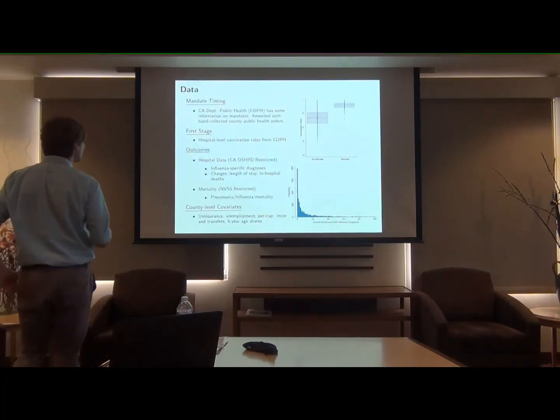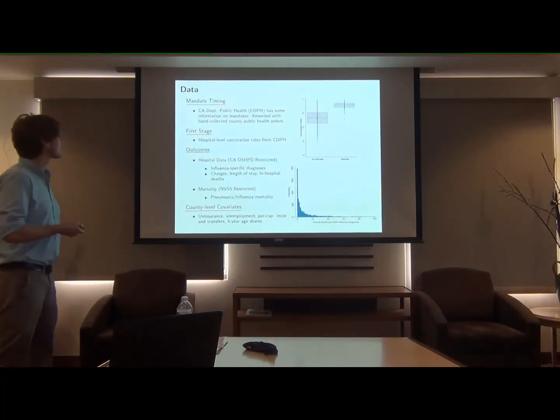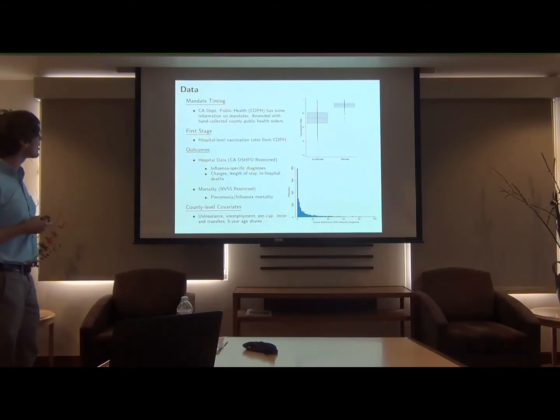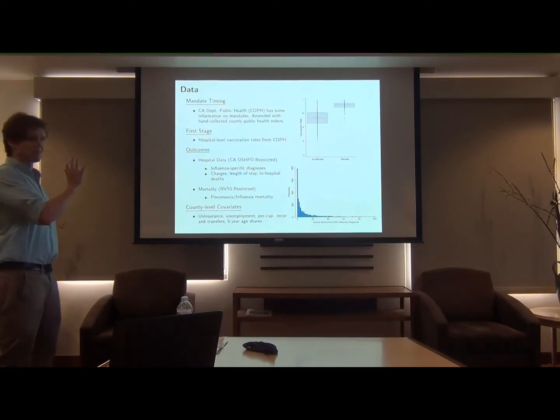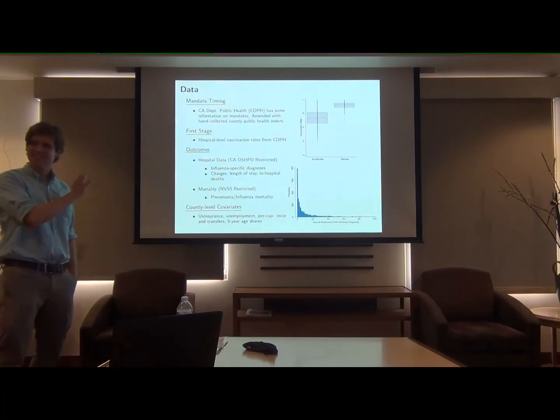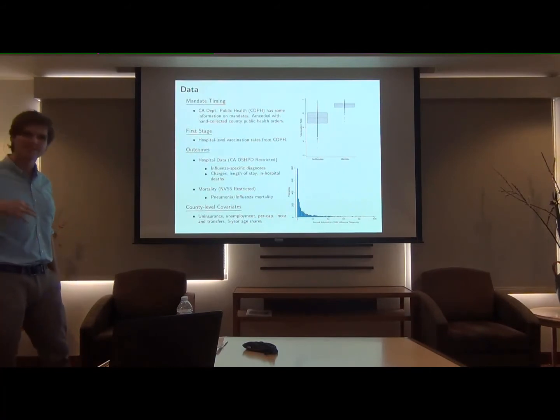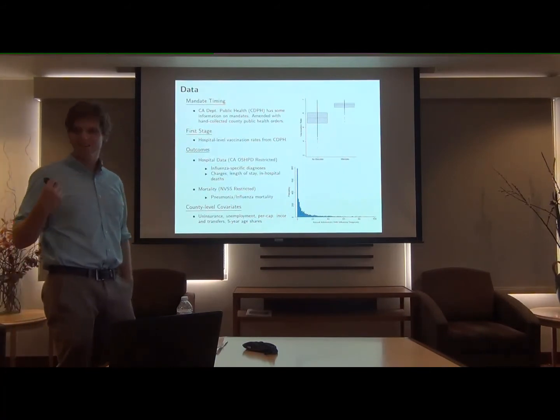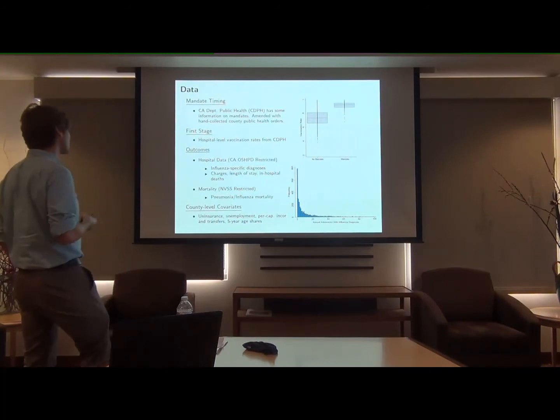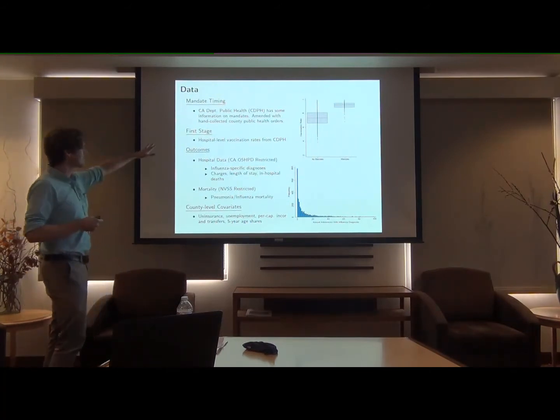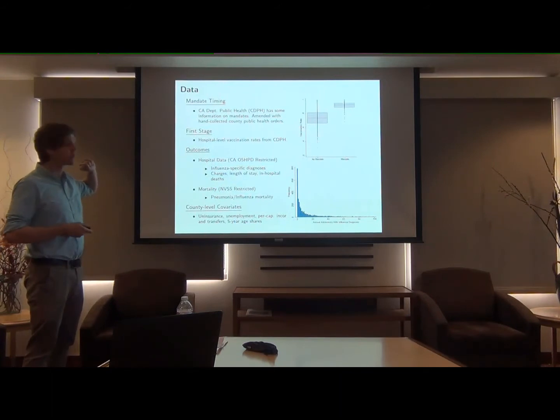Okay, so a little bit about the data. Data on the timing of these mandates comes from the California Department of Public Health. It was kind of a process to collect this because the data they provided was not entirely accurate, so there's a lot of hand-collected data, calling public health departments, county public health departments, and so on. First stage is also going to come from the California Department of Public Health.